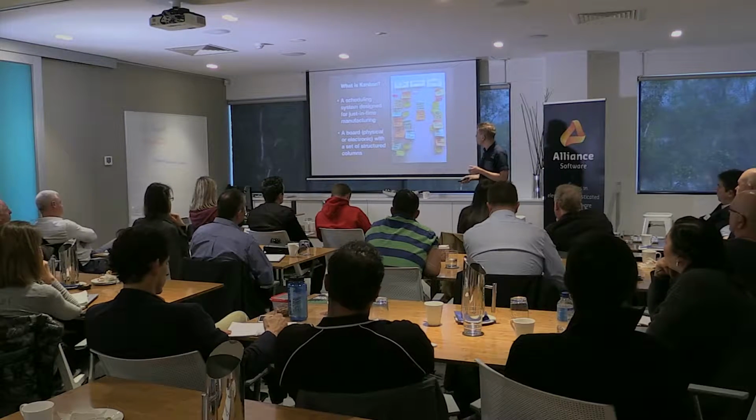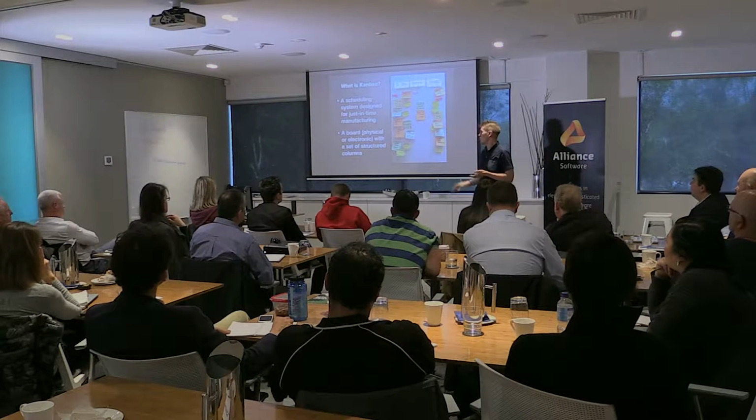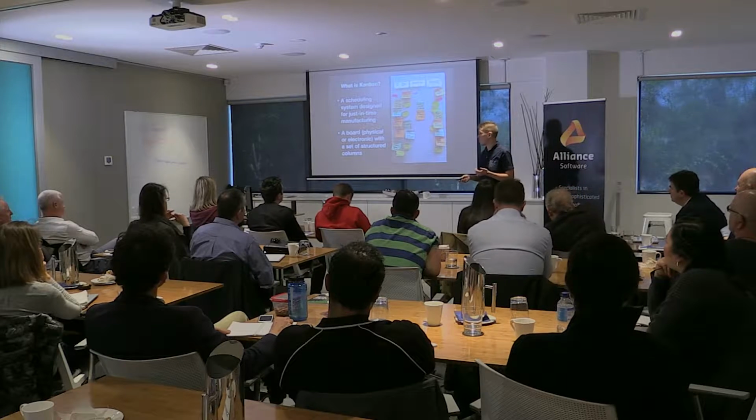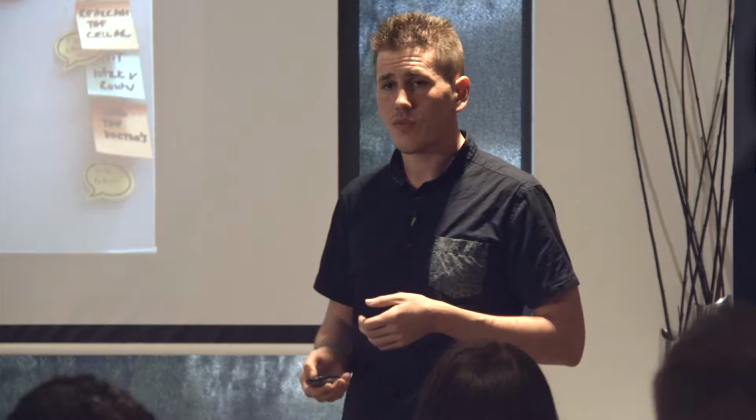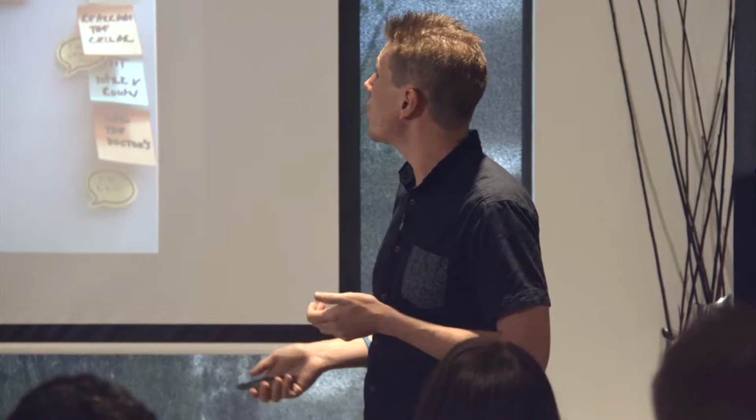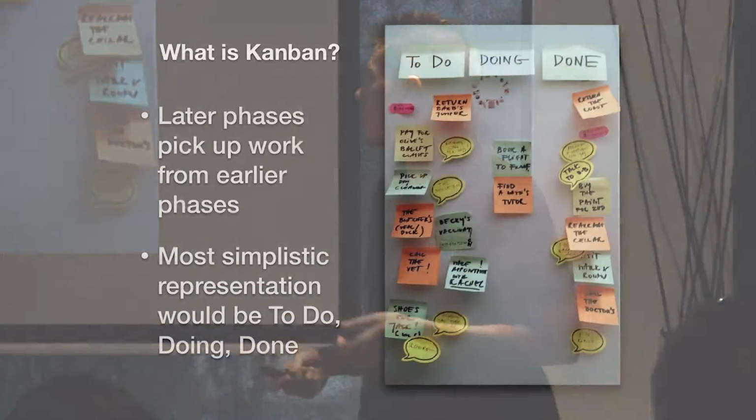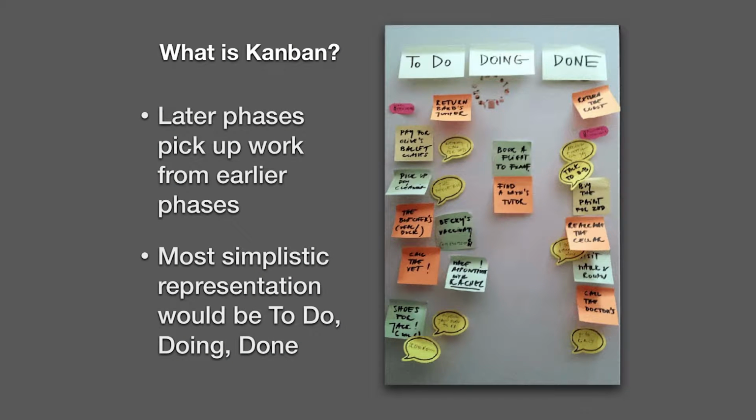In its simplest form, it's a board, either physical or electronic. You can draw one on a whiteboard. There's plenty of online services that offer Kanban, and it has a structured set of columns. And every one of those columns is going to have a set of rules that apply to it. Later phases pick up the work from earlier phases, so things should never travel backwards in a Kanban board.